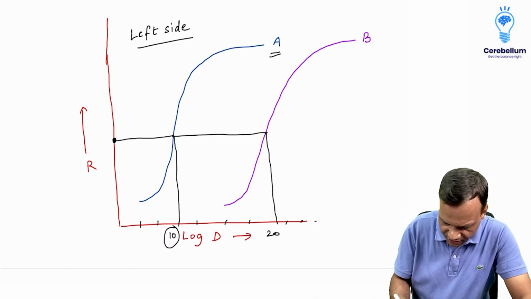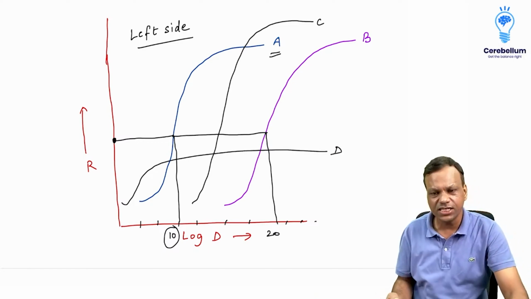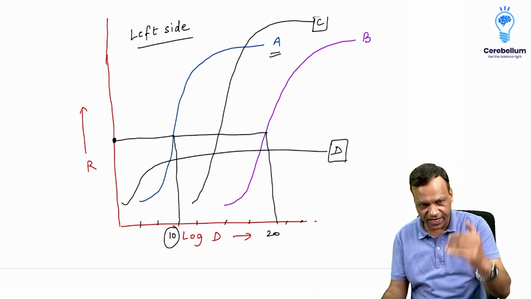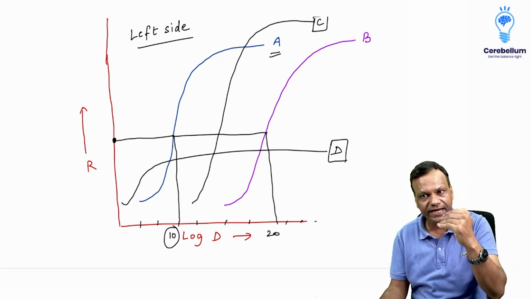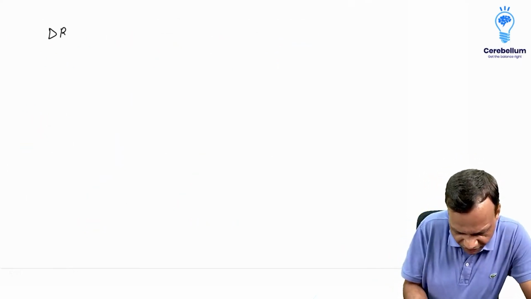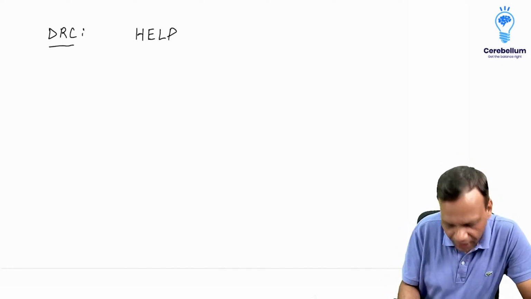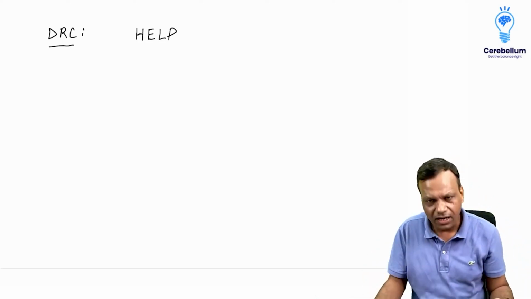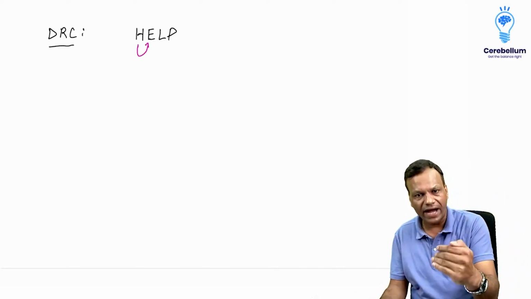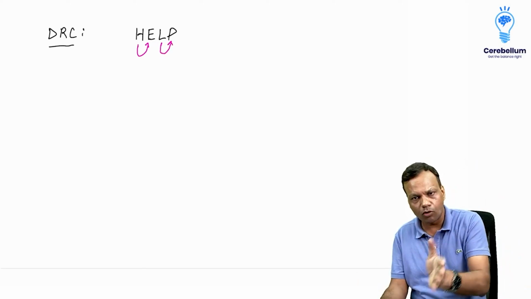If I plot another graph here, suppose this is drug C and this is drug D, which is most efficacious? The most efficacious is the highest curve, C. The least efficacious is the lowest curve, D. So efficacy simply means height. More height, more efficacy; less height, less efficacy. You can remember this easily whenever they talk about potency or efficacy in a log DRC. Always take help. Do not hesitate to take help. This is true in life also. Whenever you are stuck, do not shy away from taking help. So what is HELP? Height tells about efficacy: more height, more efficacious; less height, less efficacious. And left-sidedness tells about potency: more on the left, more potent; more on the right, less potent.